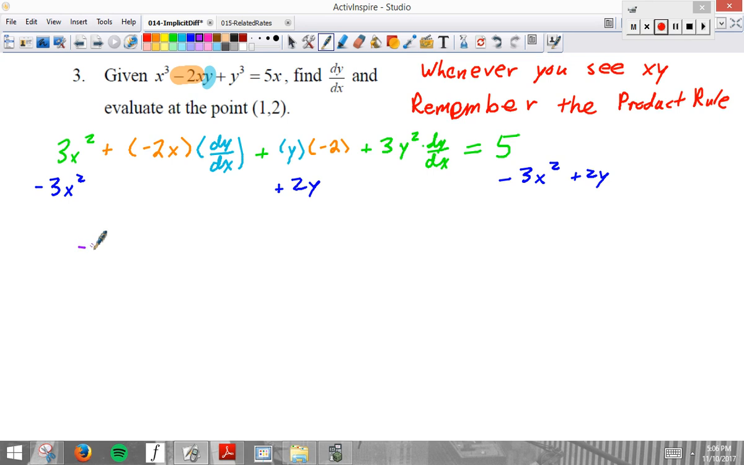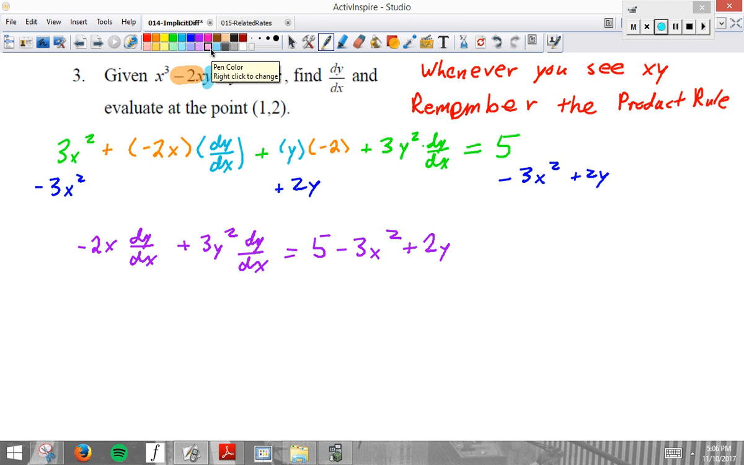And if I do that successfully, I should have negative 2x dy dx plus 3y squared dy dx equals 5 minus 3x squared plus 2y. Now, over the years, I've gotten to see many students do something that's quite frankly horrible notation. And then they somehow get it right over here, which shows me they know something about algebra, they just don't know how to write it down correctly.